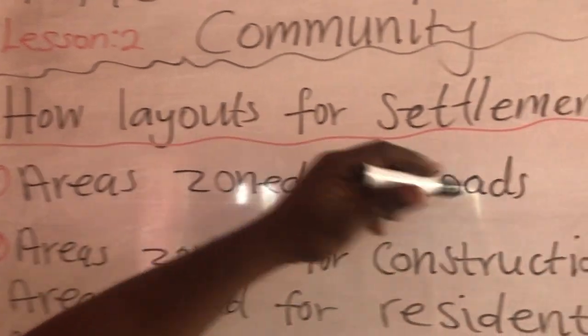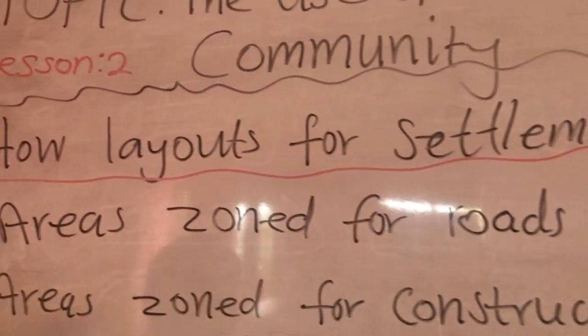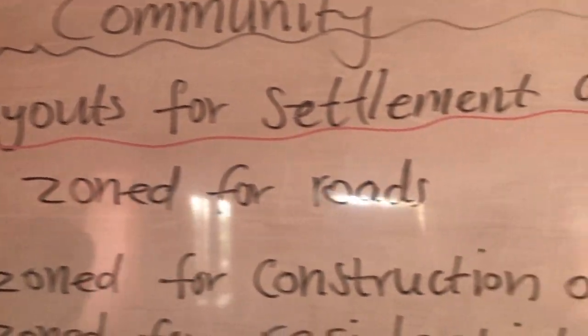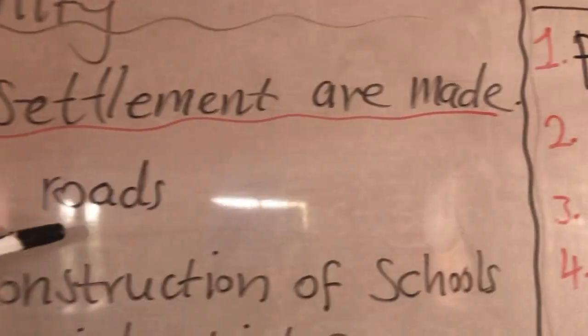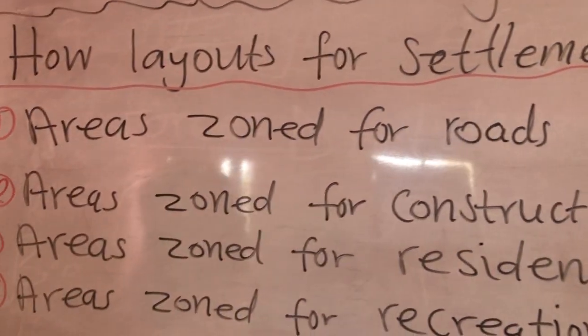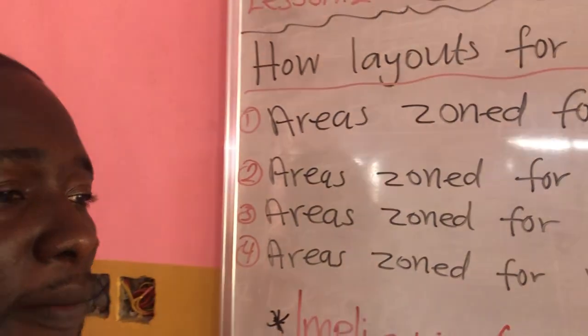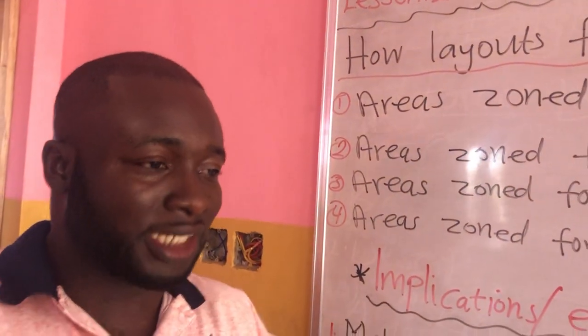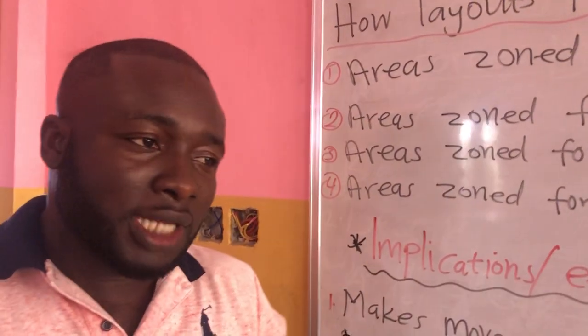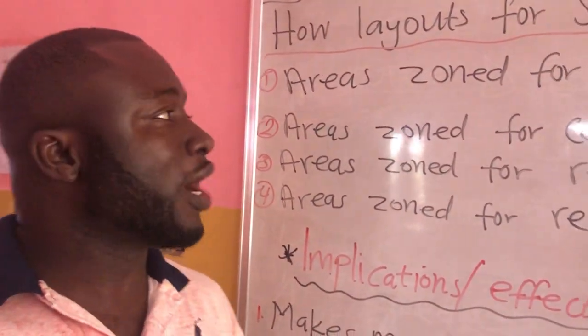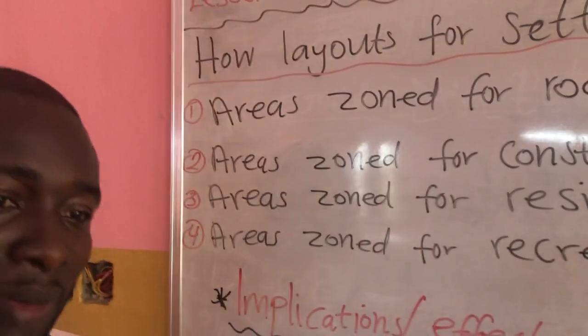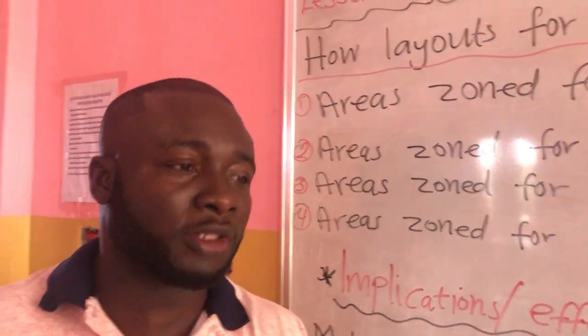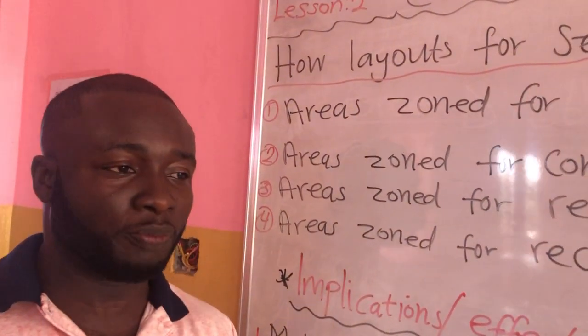We are going to begin with how layouts for settlement are made. The first one is area zone for roads. It says that an area zoned for roads must not be closer to a playing field or a recreational center, because it can cause an accident. So an area zoned for roads must always be far away from a playing ground where children go to play.